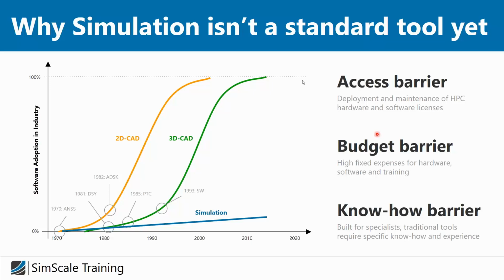associated with the so-called budget barrier, which means simulation tools are very expensive so far, and you have to invest really a high amount of money for buying the hardware, for buying software licenses and training. And usually you are spending 30 to 40k euros upfront just to buy the infrastructure, which is for sure a killer for small companies.